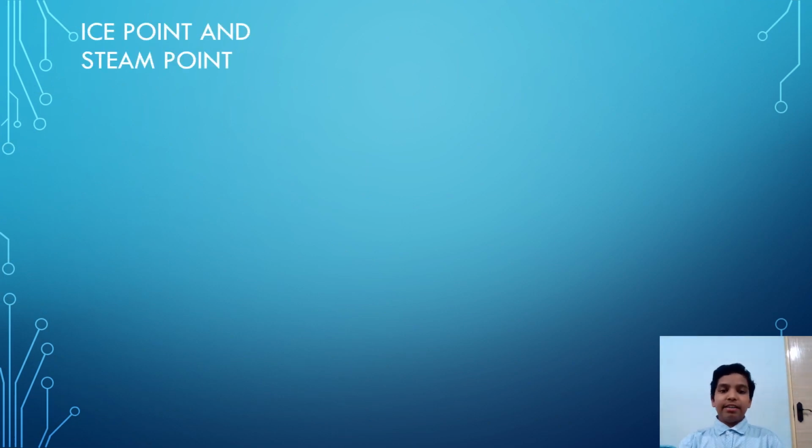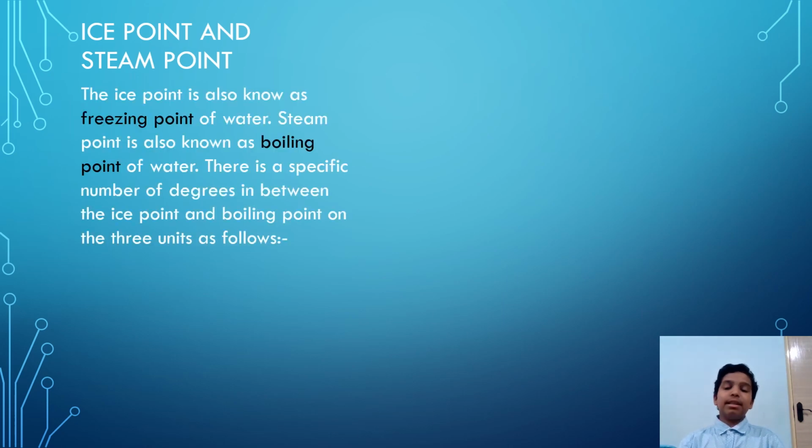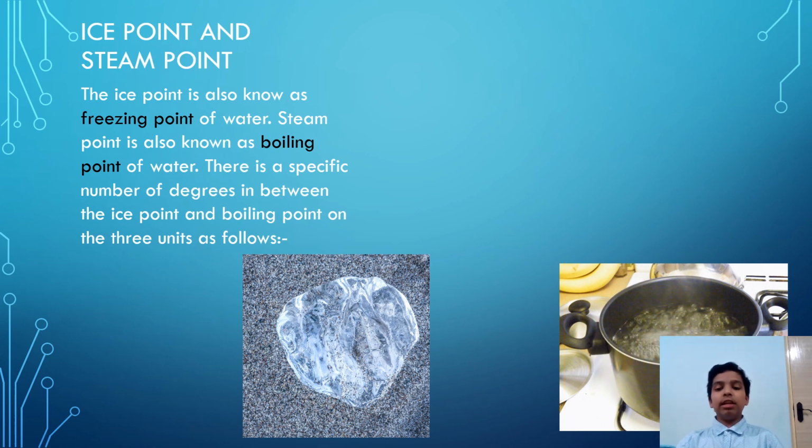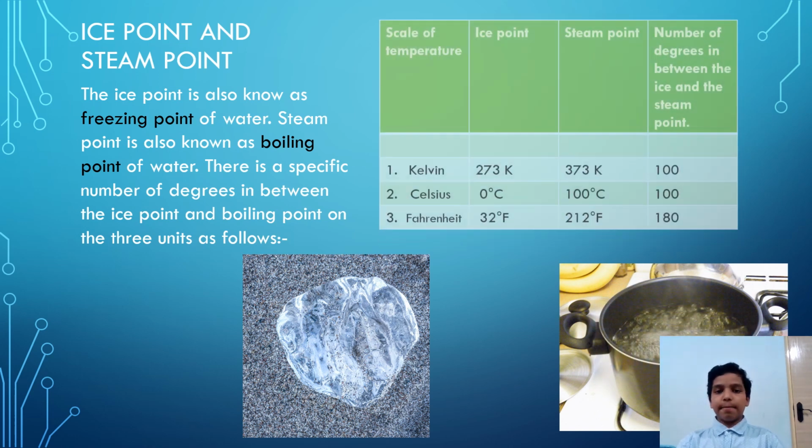Ice point and steam point. The ice point is also known as the freezing point of water, and the steam point is also known as the boiling point of water. There is a specific number of degrees in between the ice point and the steam point. The three units are as follows: the Celsius, the Kelvin, and the Fahrenheit. This is the liquid which changes to solid, and this is the liquid which changes to gas.